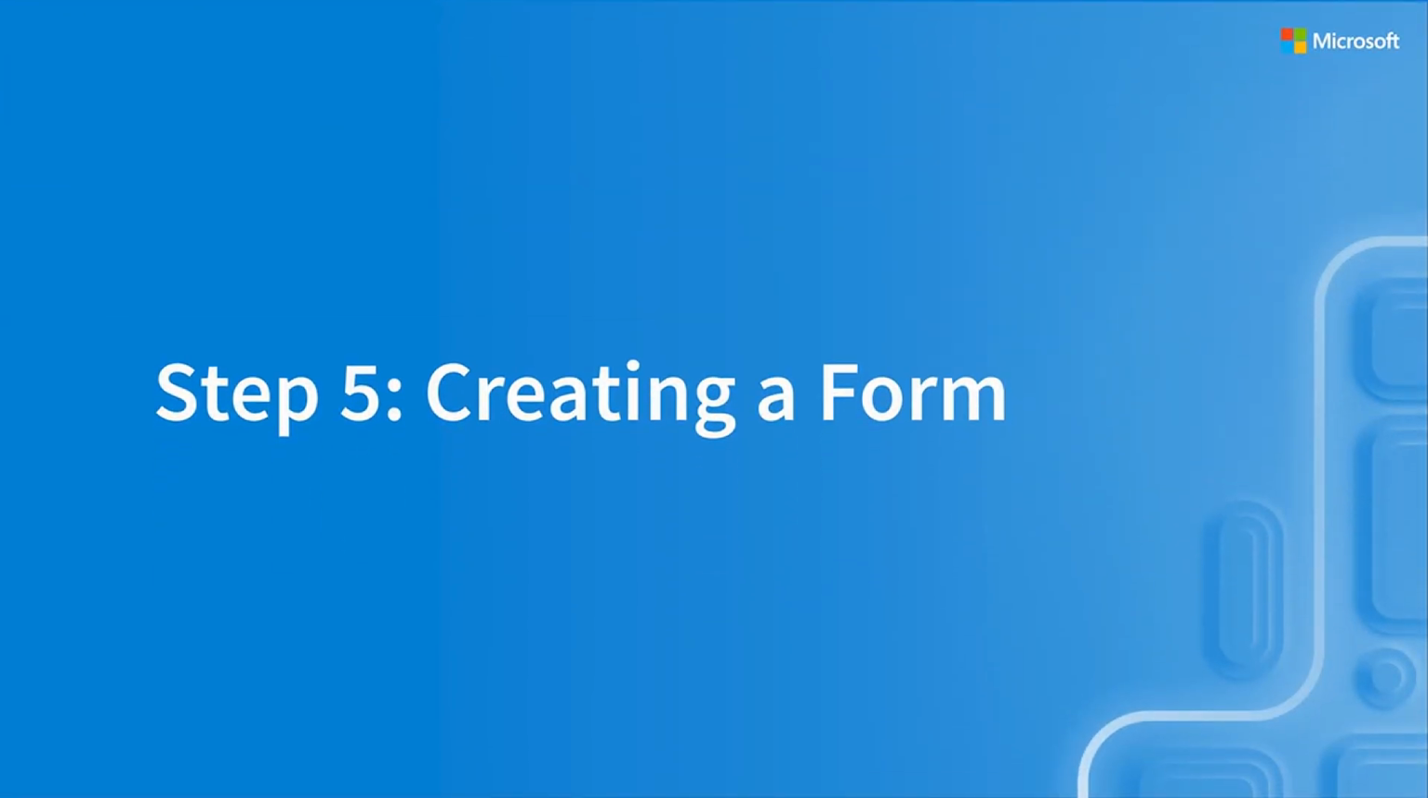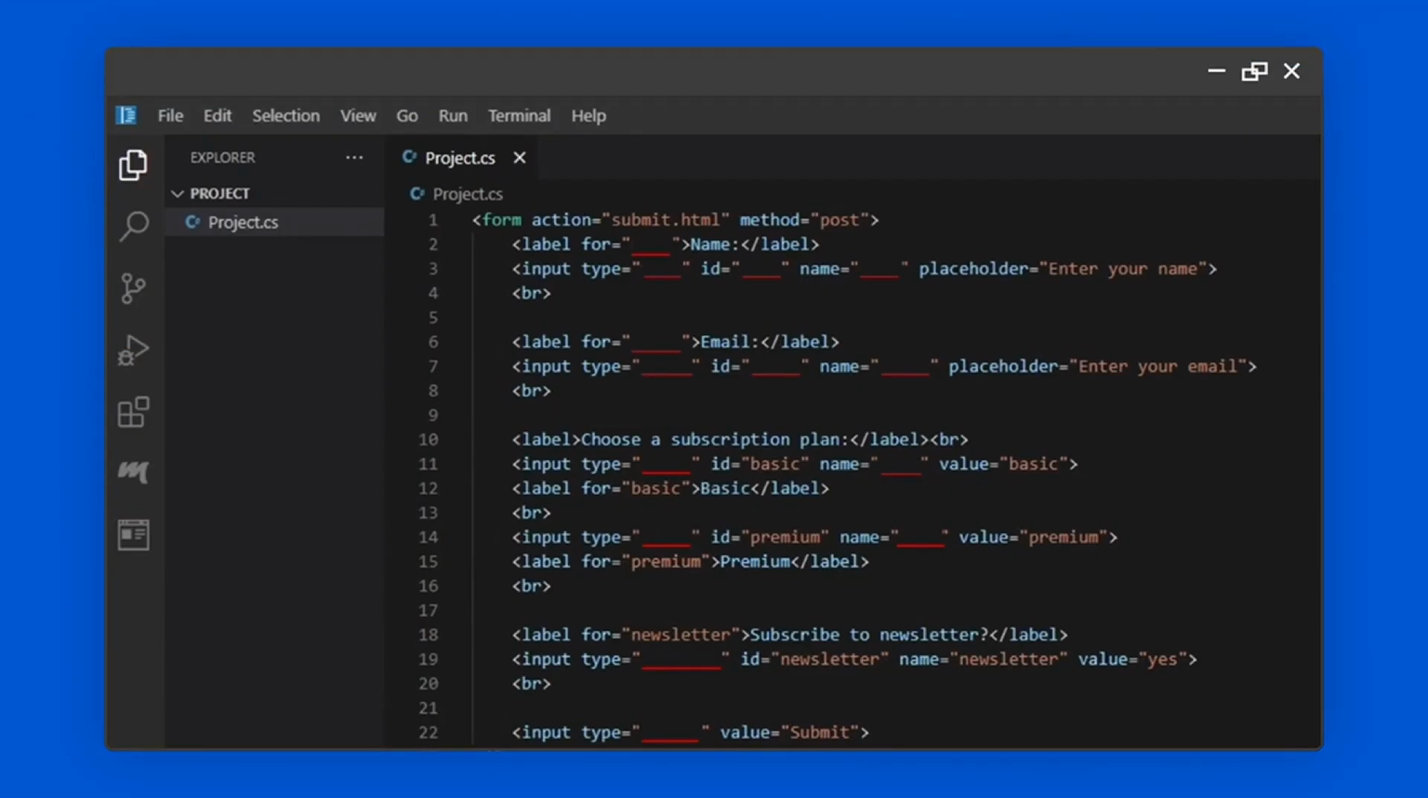Let's add a form. Forms are the primary way websites collect information from users. Whether it's signing up for a newsletter or submitting a feedback form, forms play an important role in web interactions. In HTML, forms are created with the form tag, and they contain input fields like text boxes, radio buttons, checkboxes, and submit buttons. It's also essential to use the label tag to associate a label with each input field for accessibility, helping screen readers interpret the form. Let's create a basic form that includes text input fields, radio buttons, and checkboxes.